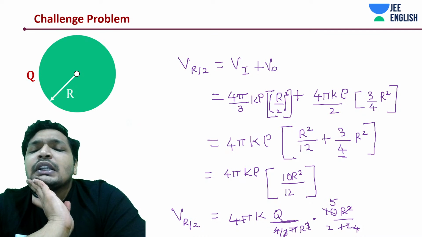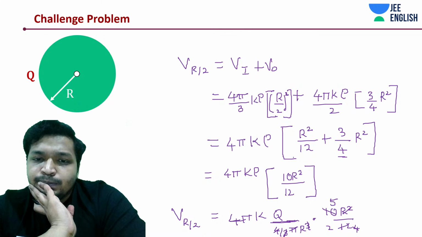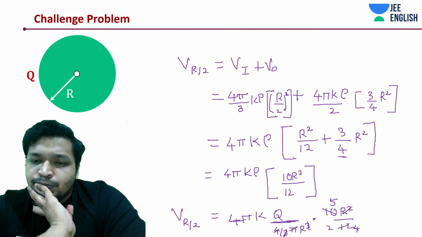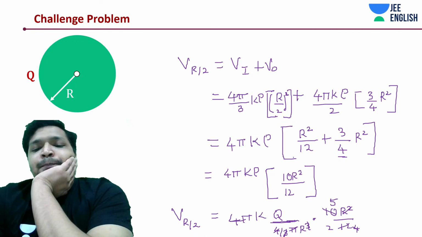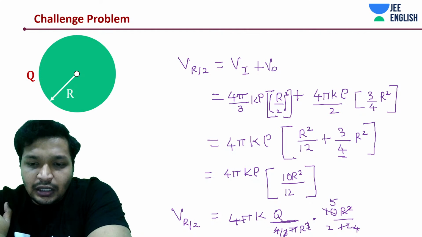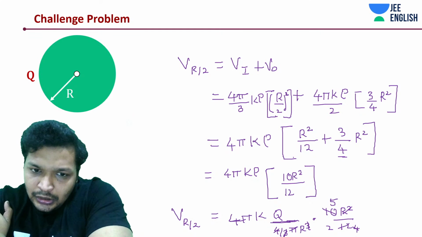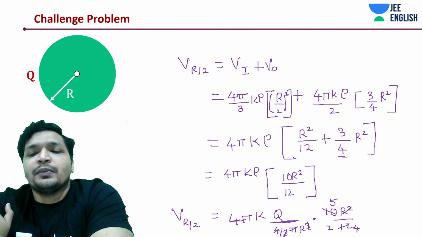4, 3, 9, 10 by 12, 4 by 3 pi r, and 10, 12, 12 are in the denominator. 4 by 3 pi r cube gets cancelled out with the r in the denominator. So you got it, r by 2 to be greater than the center. That's cool.